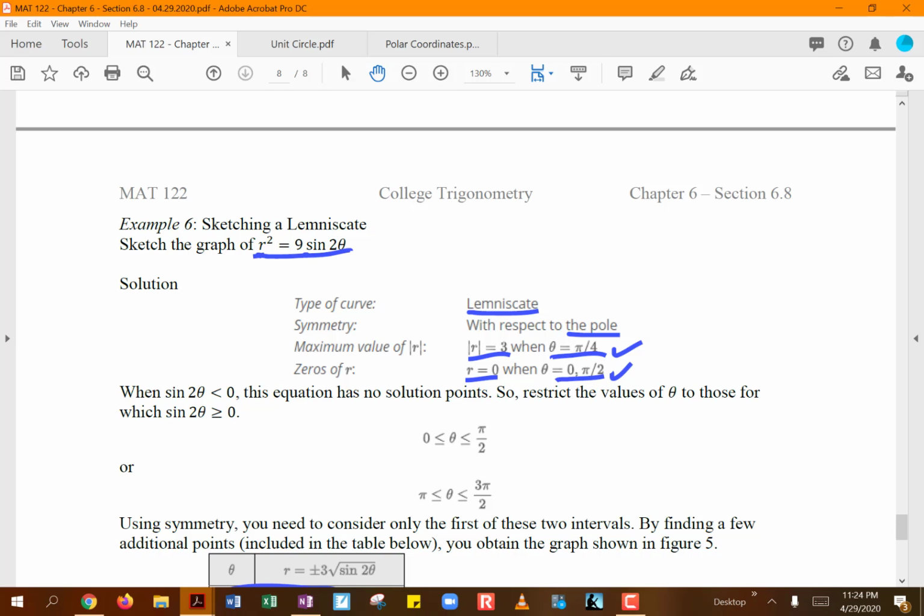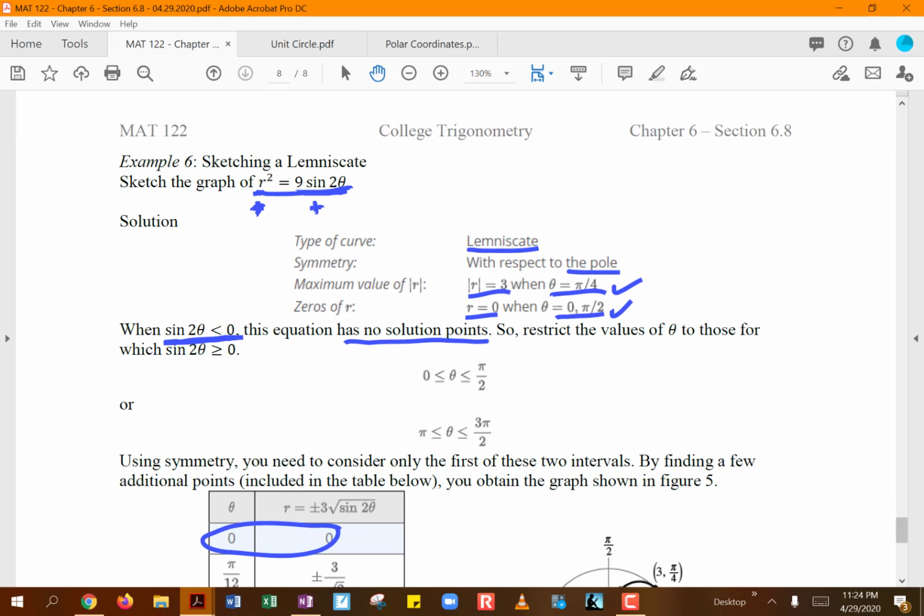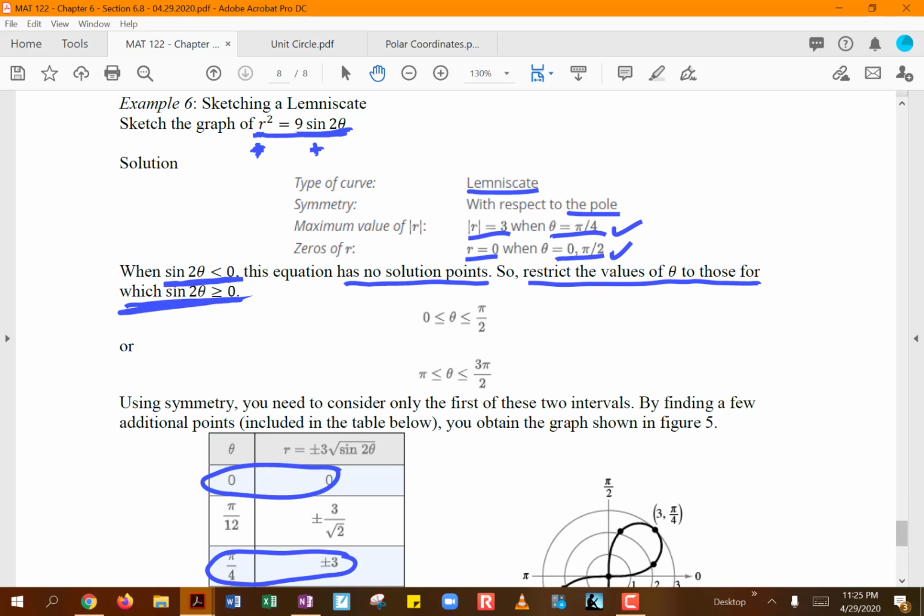So what that actually tells us is that this sine function cannot give you a negative answer. The sine value cannot be negative because your equation will have no solution points with that, because like I said, if you take r squared, you are always going to have a positive on the left hand side. So if you have a positive on the left hand side, of course we have to have a positive on the right hand side, and so that's why our sine function cannot give us a negative answer. So this means we have to restrict the values of our theta for only those values where our sine function can either be 0 or it can be positive.